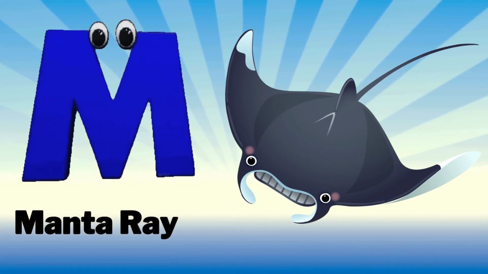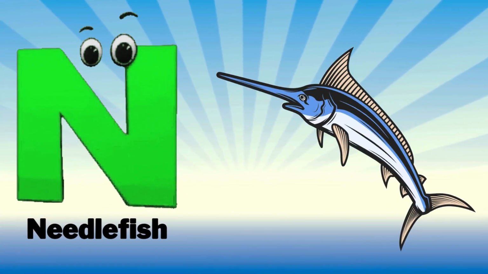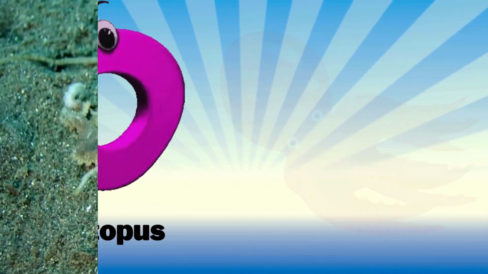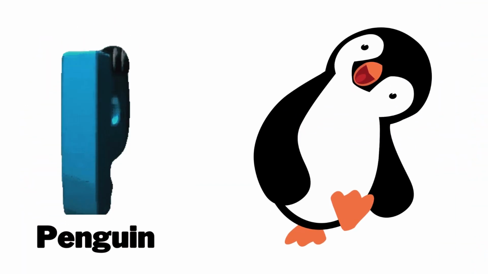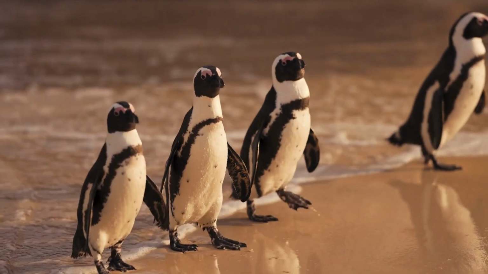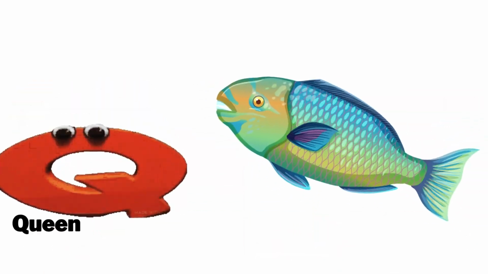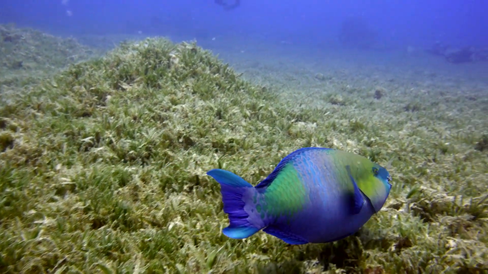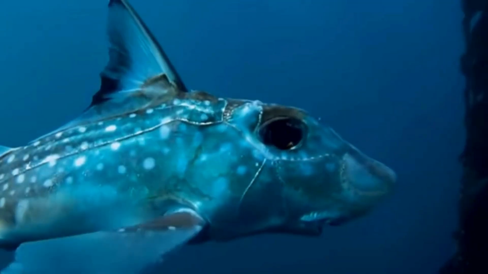M is for manta ray. Manta ray. N is for needlefish. Needlefish. O is for octopus. Octopus. P is for penguin. Penguin. Q is for queen parrotfish. Queen parrotfish. R is for ratfish. Ratfish.